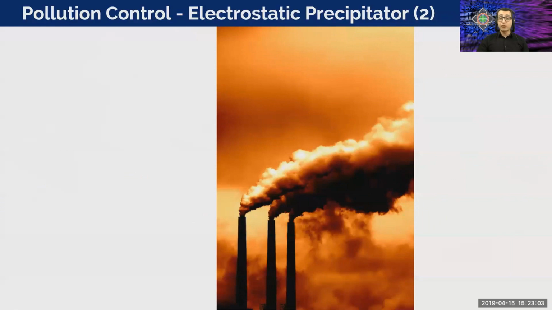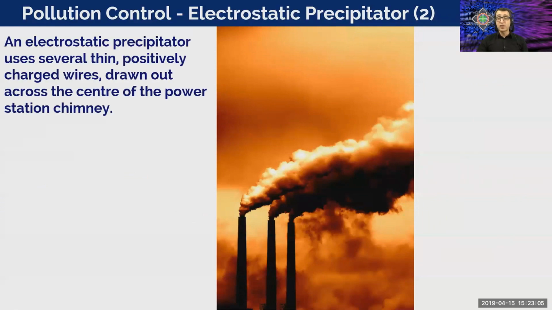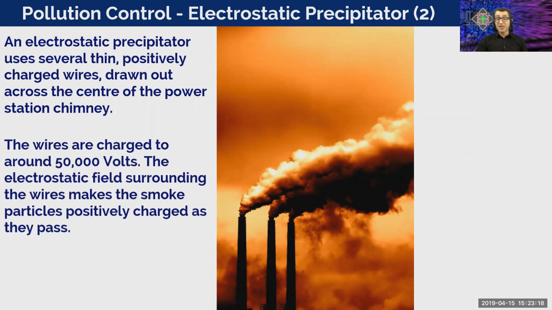Now, these use several thin, positively charged wires drawn out across the center of the power station chimneys. The wires are charged to about 50,000 volts, and the electrostatic field surrounding the wires makes the smoke particles positively charged as they pass by them.